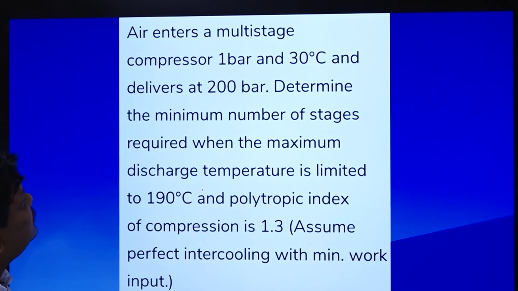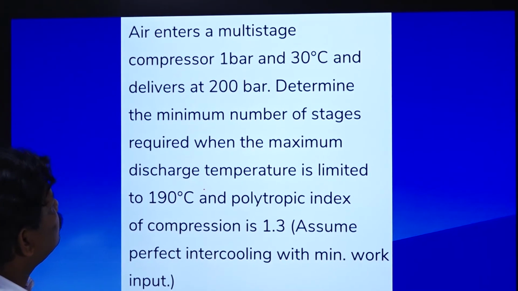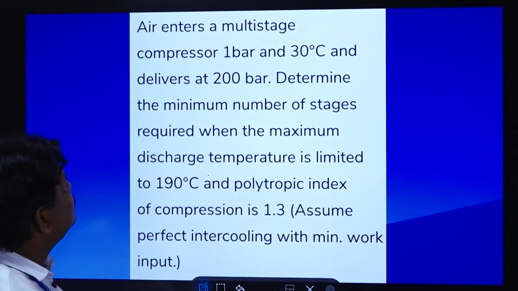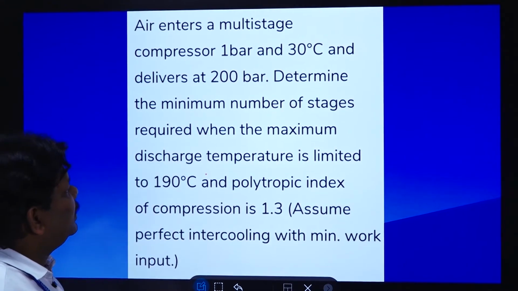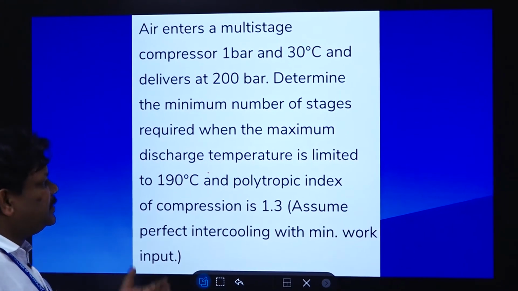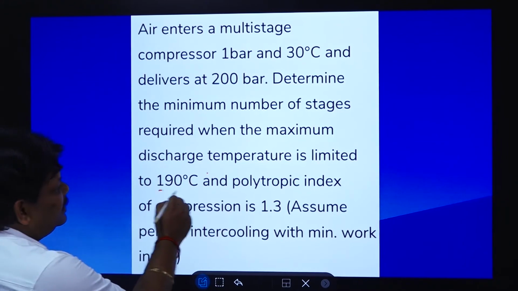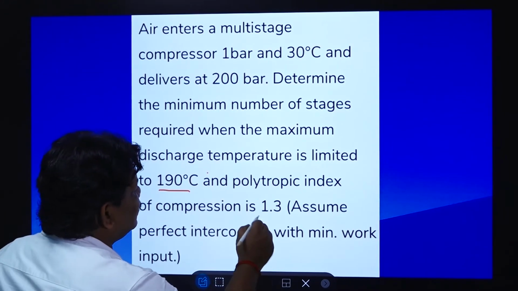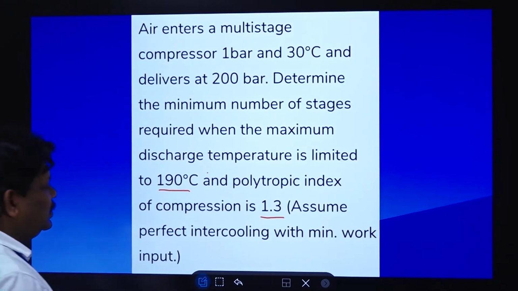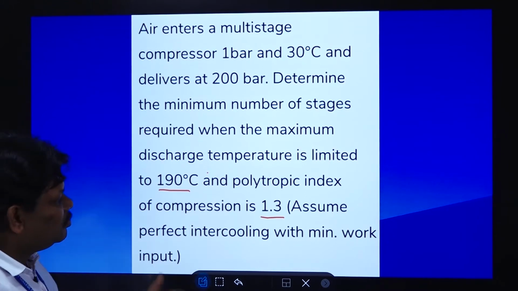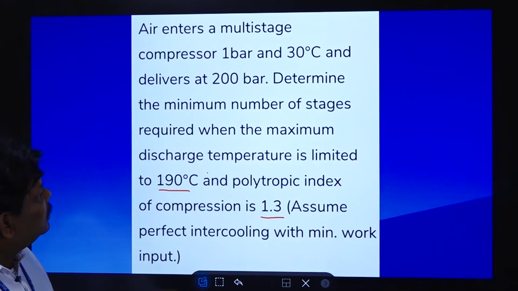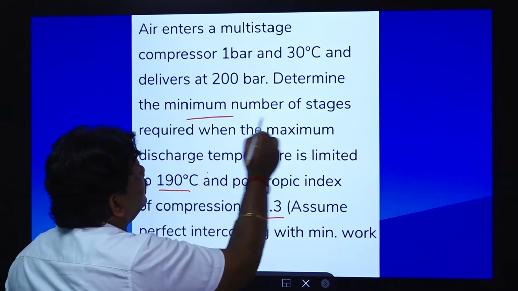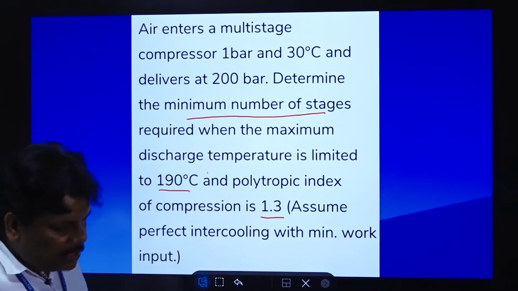Air enters a multi-stage compressor at 1 bar and 30 degrees centigrade and delivers at 200 bar. Determine the minimum number of stages required when the maximum discharge temperature is limited to 190 degrees centigrade and the polytropic index is given as 1.3. Assume perfect intercooling with the minimum work. So you have to find the minimum number of stages. You have a formula for this.